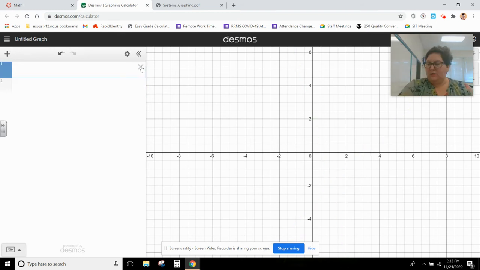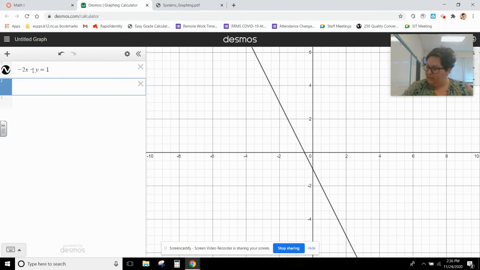Now let's look at our two special cases. Look at example 3. So you're going to type negative 2x minus y equals 1, enter. Negative 6x minus 3y equals 3. What do you notice there? Those are the same exact line.